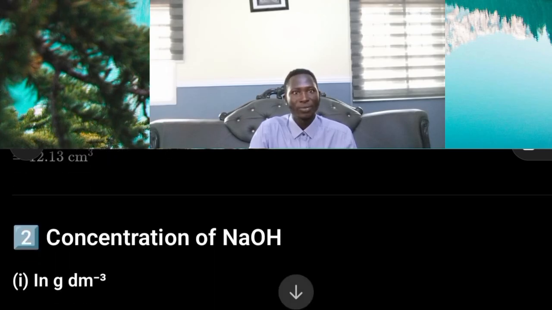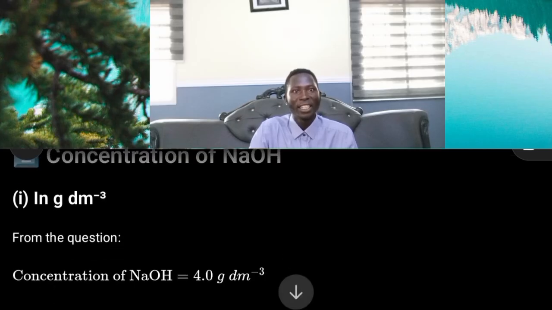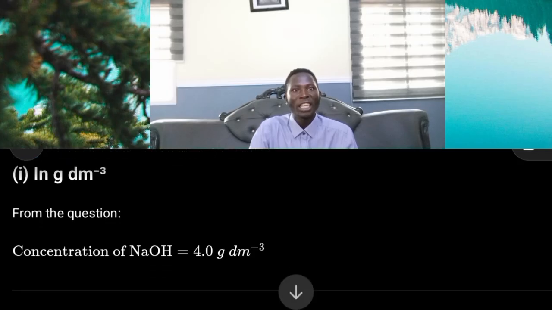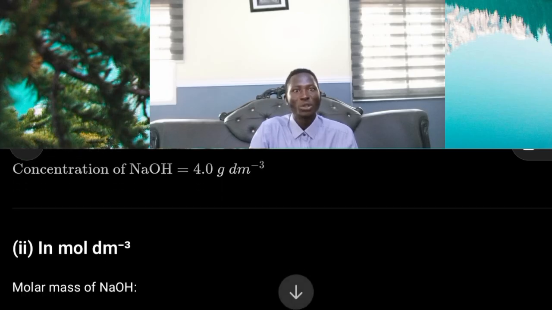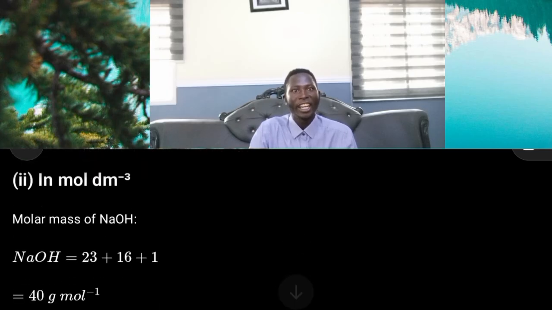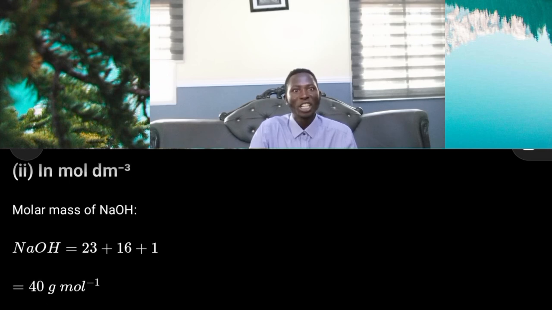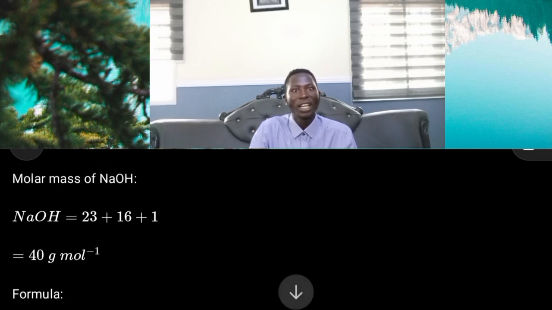Then the next question is for you to calculate the concentration of sodium hydroxide in gram per dm³. Although I told you before that from the question we already have the concentration of sodium hydroxide, which is 4.0 g per dm³, what we have to calculate now is question 2, in mole per dm³. So the mass of sodium is 23 plus the mass of oxygen is 16 plus the mass of hydrogen, which is 1. When you add everything, you are going to get 40 g per mole.